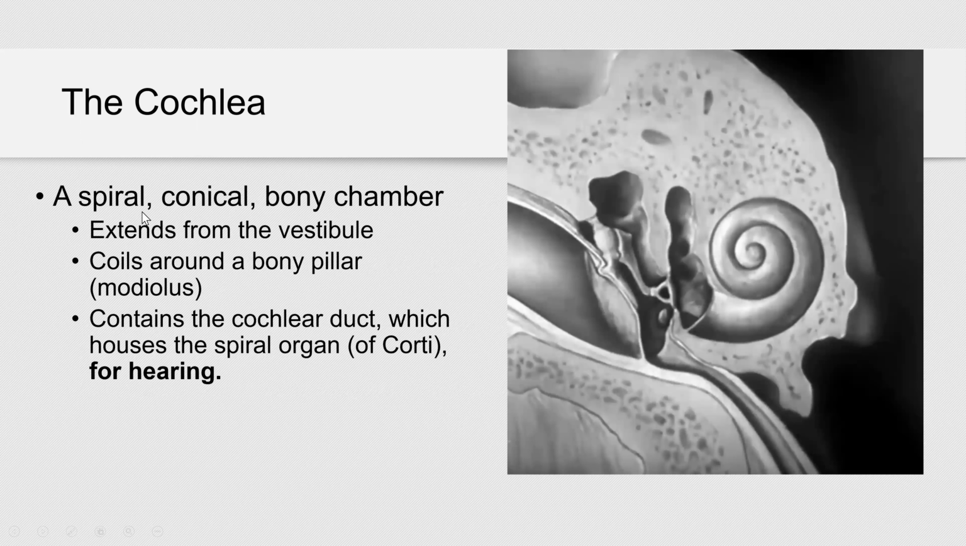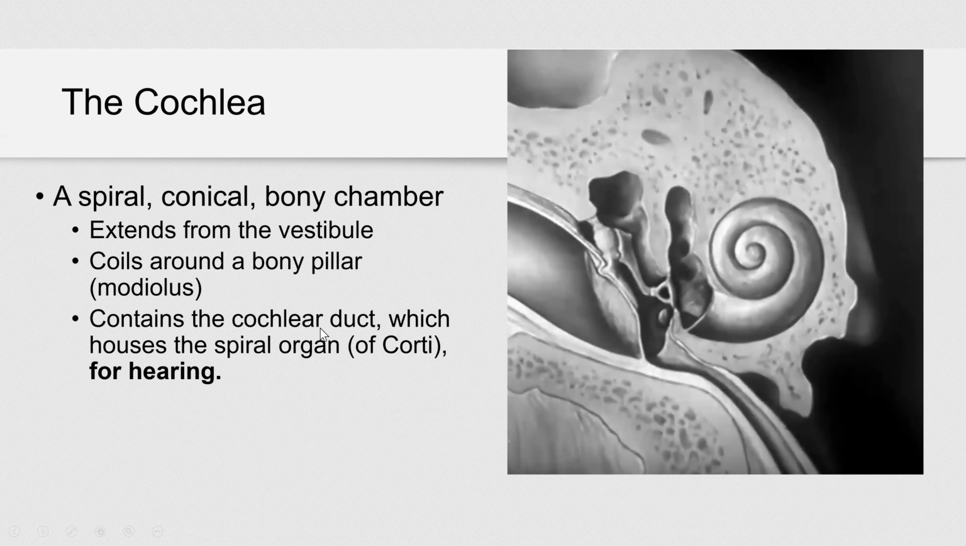And the cochlea. The cochlea is a spiral, conical, bony chamber. You can see here on the picture, it's inside your temporal bone. It coils around a bony pillar called the modiolus. I'll show you on the next picture.